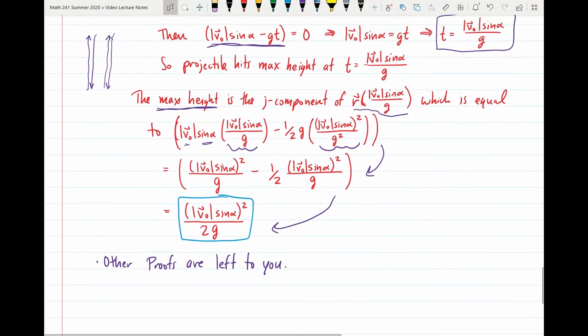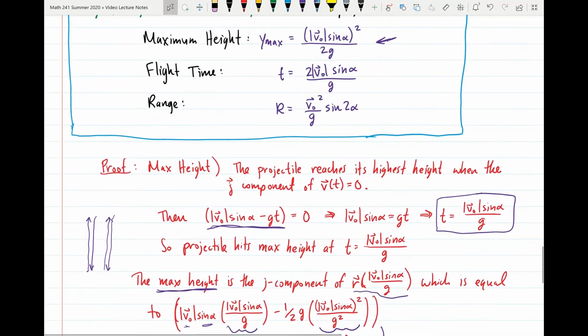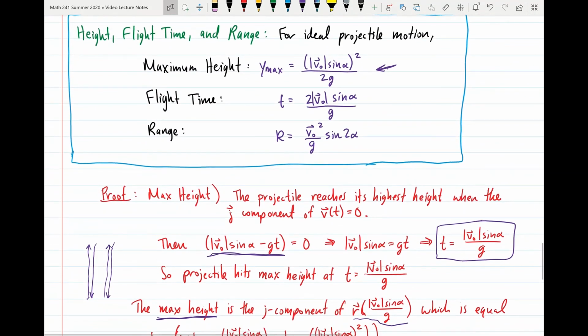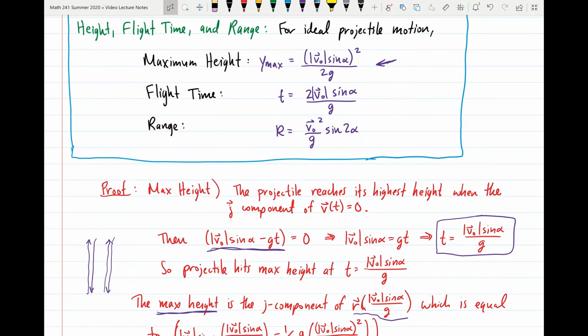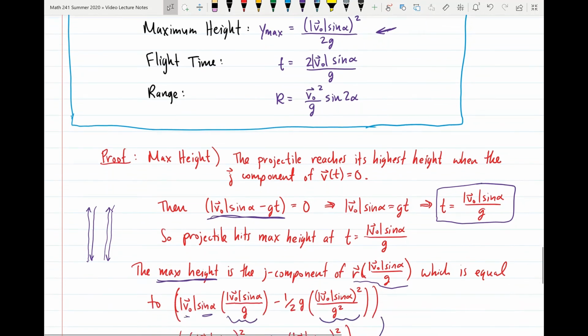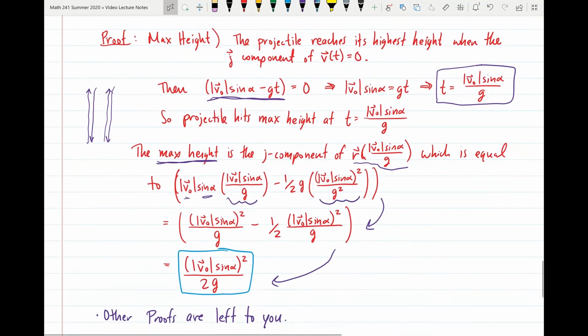And again, the other proofs I'm not going to go through here. If you want to, you can find them online or try and do them yourselves. I think that it's going to be somewhat of a similar process.